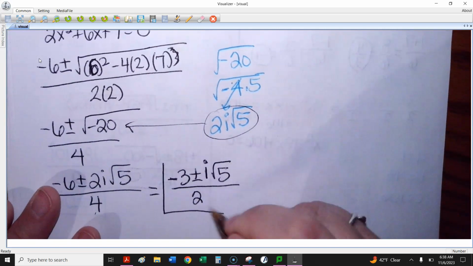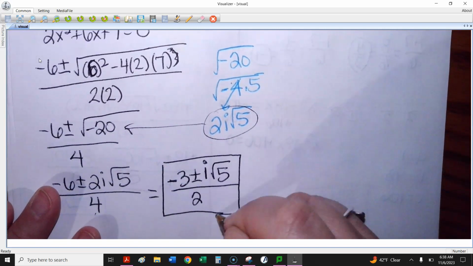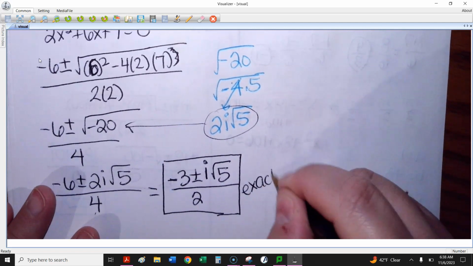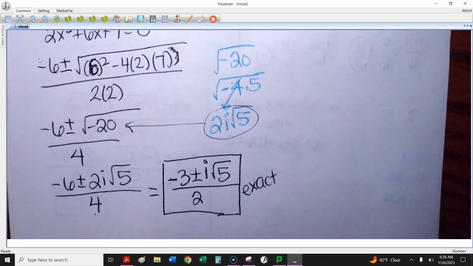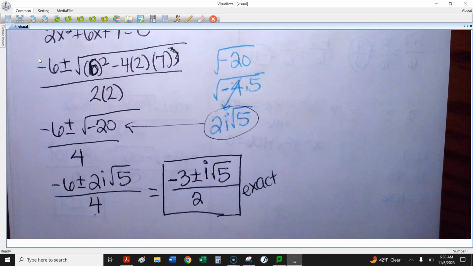These are exact solutions here. I mentioned to you on the last question, if you have an i, you can't do an approximate solution because you can't add those together on the calculator. So we're just going to leave that as our answer. Anytime you have an i, you can reduce, but we can't write it as a decimal because that's not an appropriate way to write that. And that's your quadratic formula.